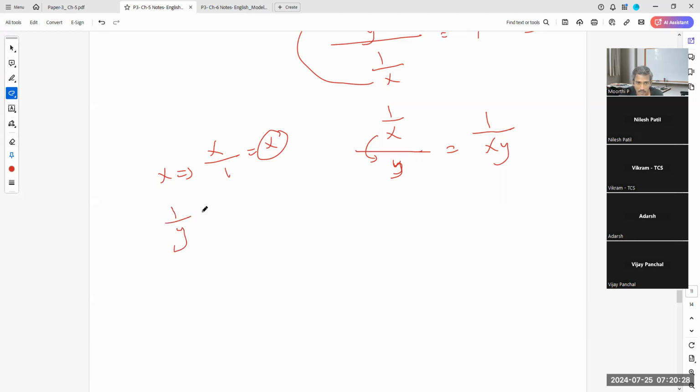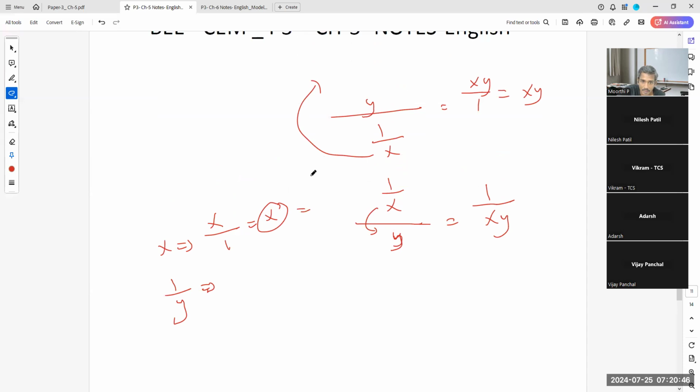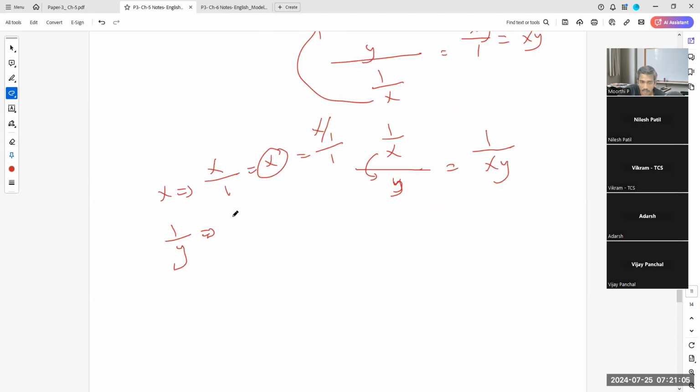What are the ways you can write 1 by Y? One X divided by 1, this you can also write. And another way, X divided by 1 divided by 1. This is also X. X divided by 1 is X. Then what are the ways you can write Y? 1 by Y, here 1 divided by Y. Automatically what will happen? Simple, Y comes to the downside. Same concept.